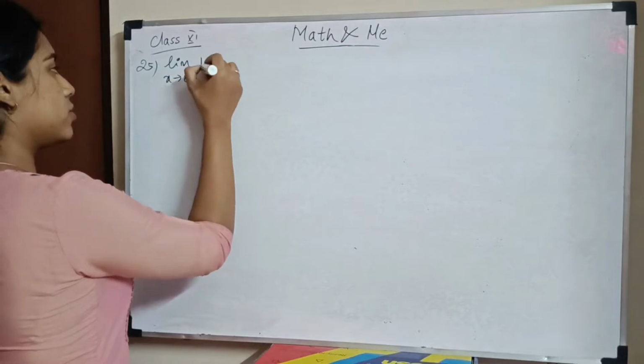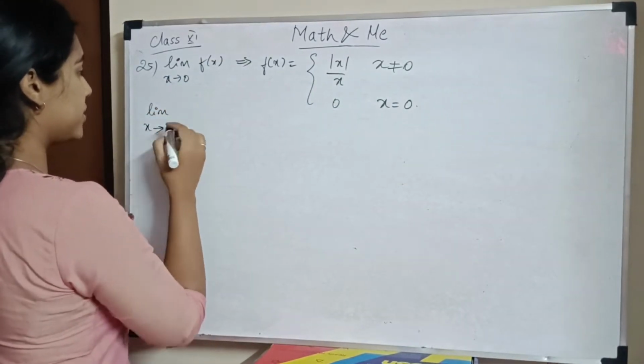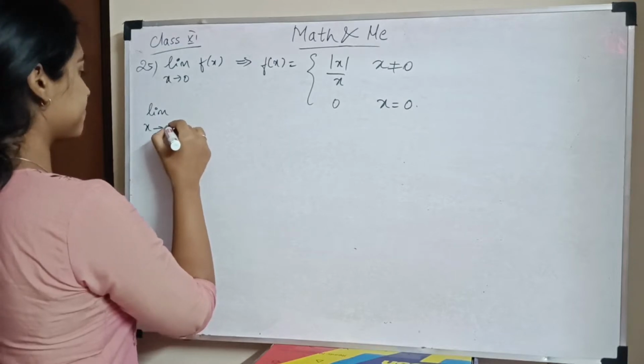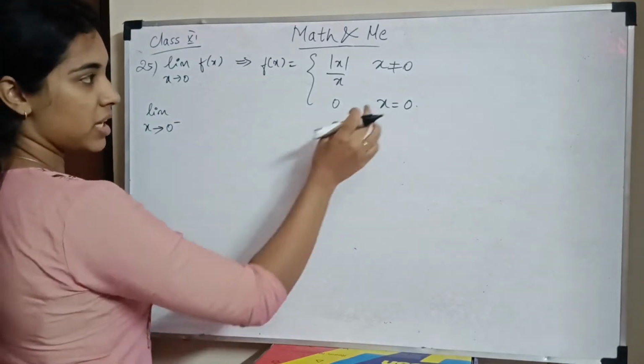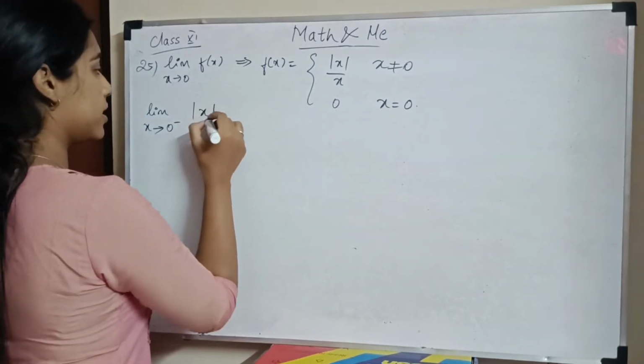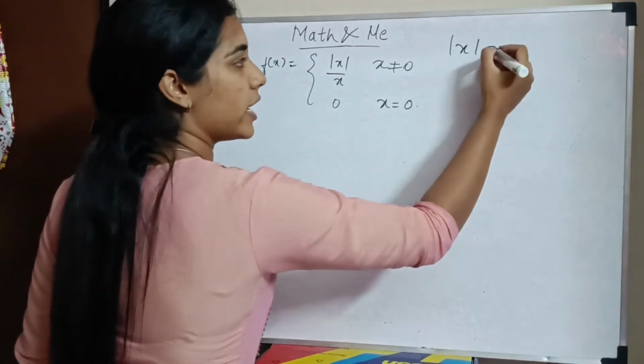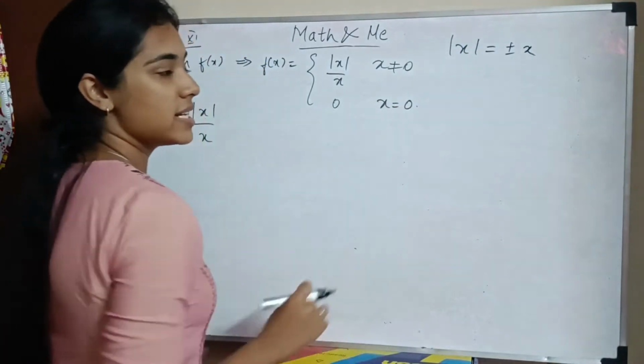x tends to 0. So இந்த இடத்துல என்ன ஆகும்? What is your left hand limit? 0 minus அப்படினா not equal to 0. So you take this term. So mod x has two values, plus or minus x.